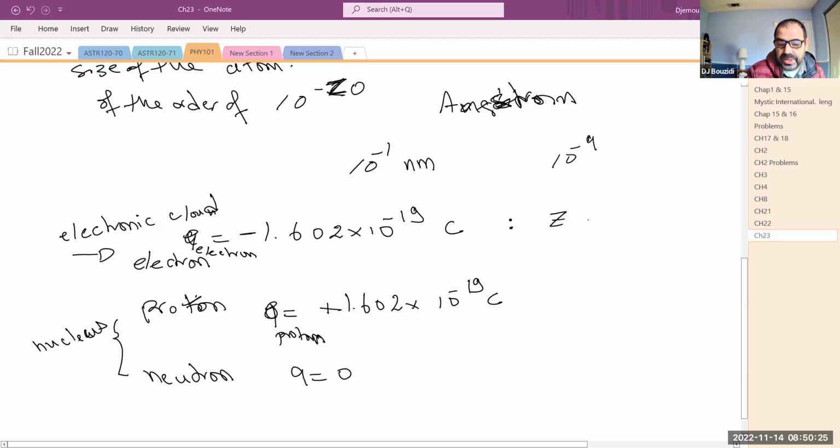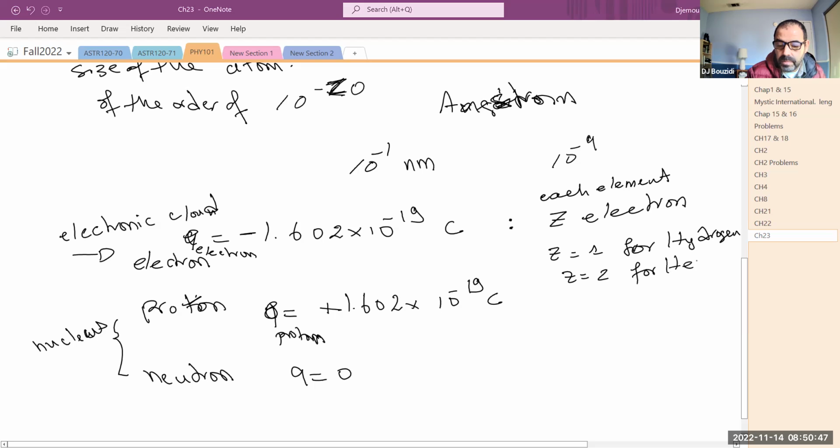Each element has Z electrons, where Z is equal to 1 for hydrogen, Z equal to 2 for helium, Z equal to 3 for lithium, and so on and so forth. Okay, I'm not going to list the entire periodic table.